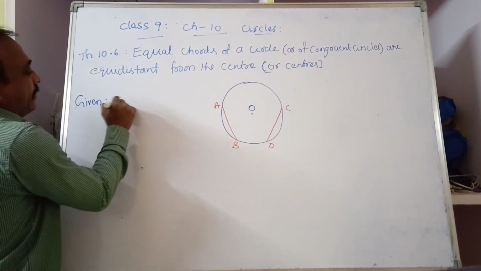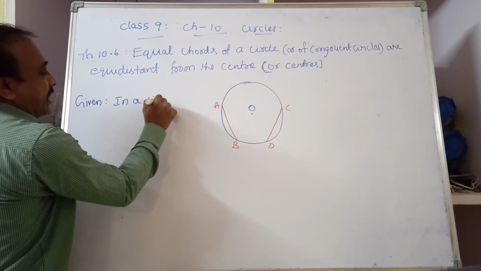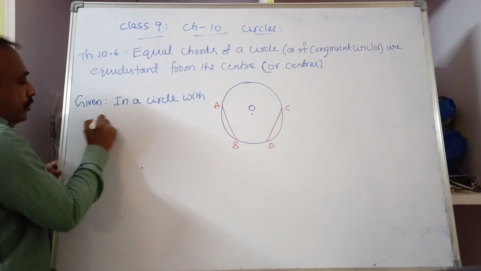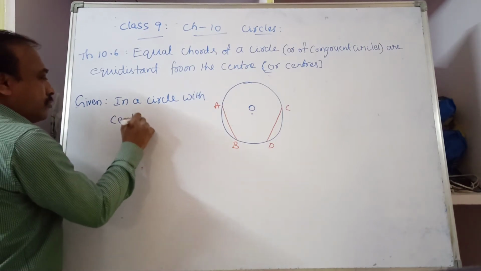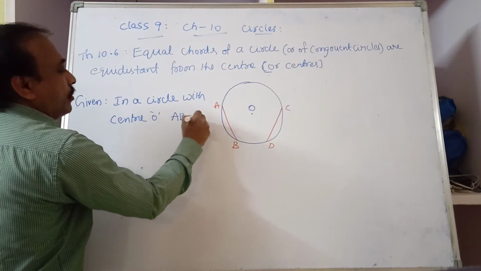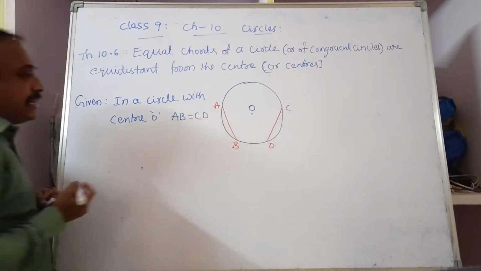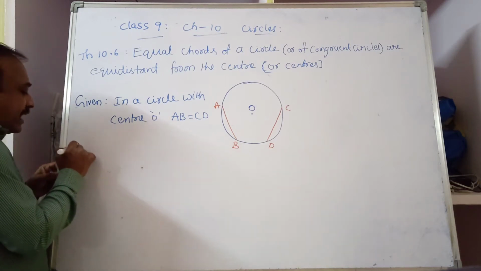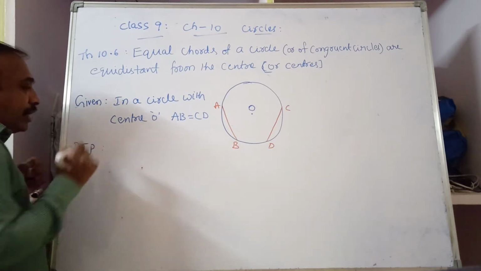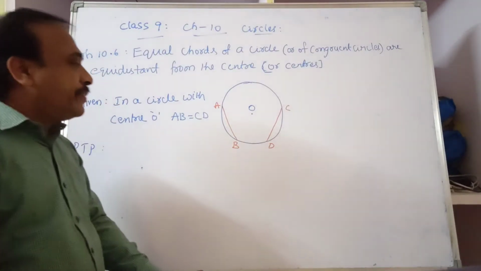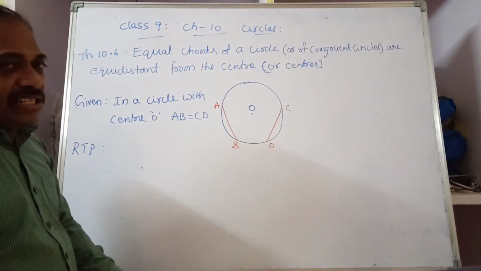So first, given: in a circle with center O, chords AB is equal to CD. That is given. The two chords are equal, AB is equal to CD. Required to prove: what we have to prove? They are at equal distance. For that we require some construction.